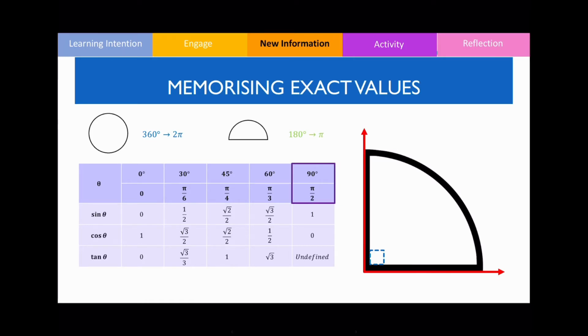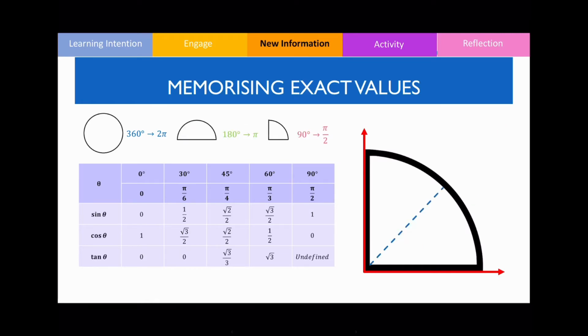Since you've got a quarter this time, it would make sense that this would be half of a semicircle. So this is going to be pi on 2, because half of pi, if you divide it by 2, gives you pi on 2. So that kind of makes sense.